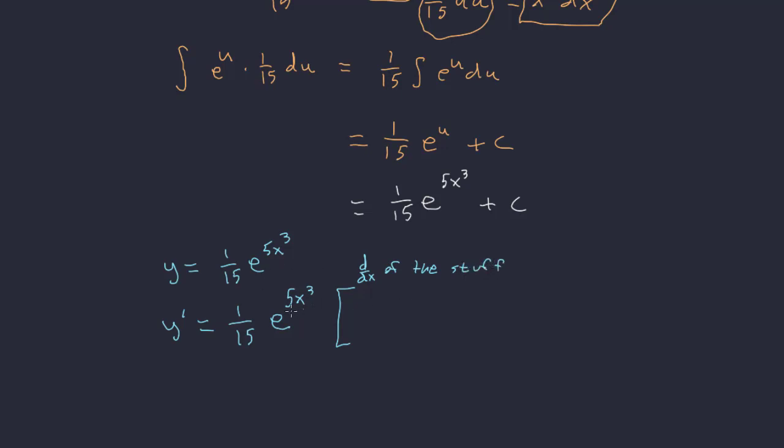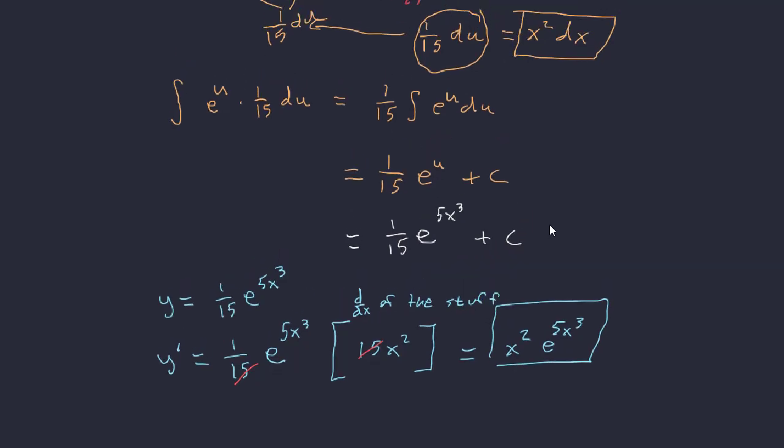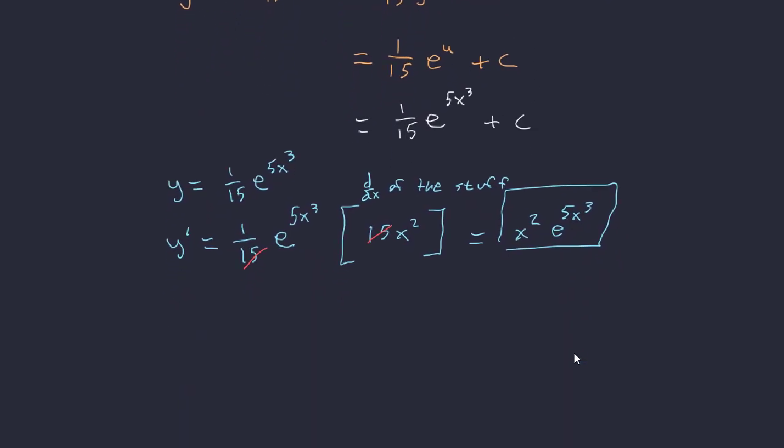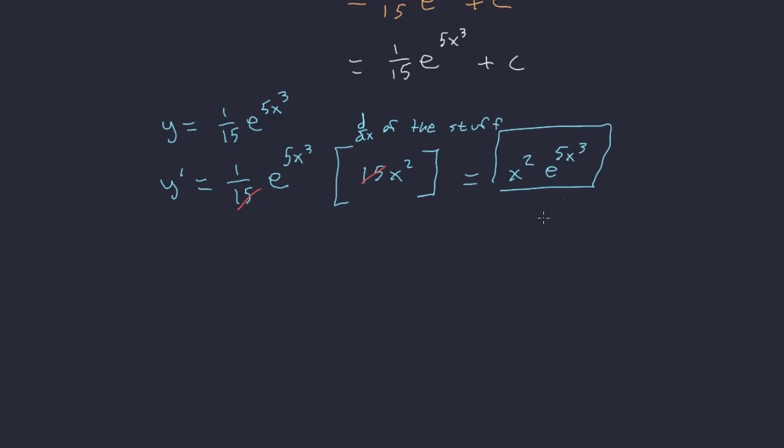All right, and that is going to be 15x squared. And in this case, the 15s cancel, and when we simplify this back down, we are left with x squared e to the 5x cubed. Now, if we scroll back up a little bit, that is what we started with. Okay, so this U substitution does give us the reverse of a chain rule.